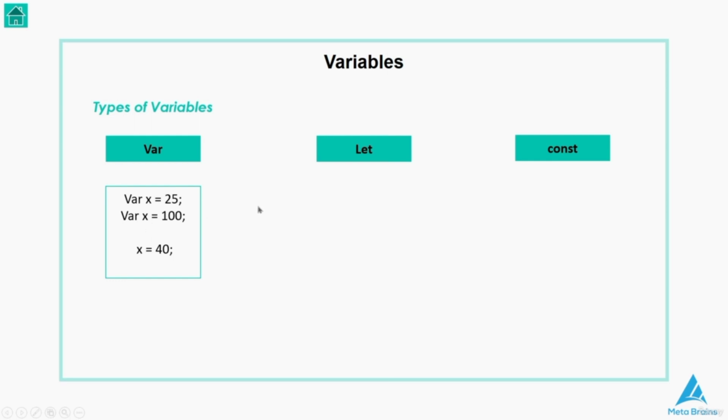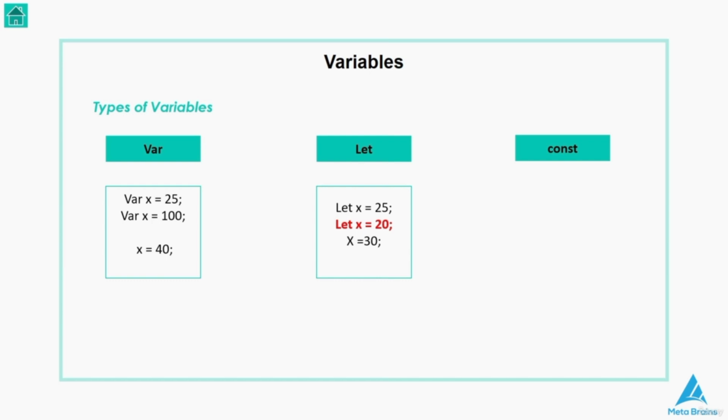Now, when it comes to the second type, which is let, let's see how it works. In the let variable, you can assign the value one time, and if you redeclare it, it will not work. That's exactly why I'm highlighting it in red. As you can see, it's highlighted in red in front of you. However, if you assign a value without declaration, it will work. So this is the difference between var and let. In var, you can declare and assign the value multiple times, but in let, you can only declare the variable once.